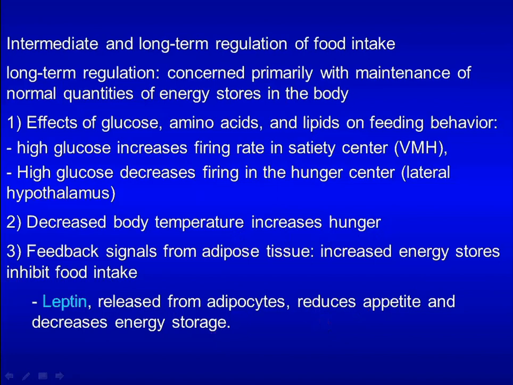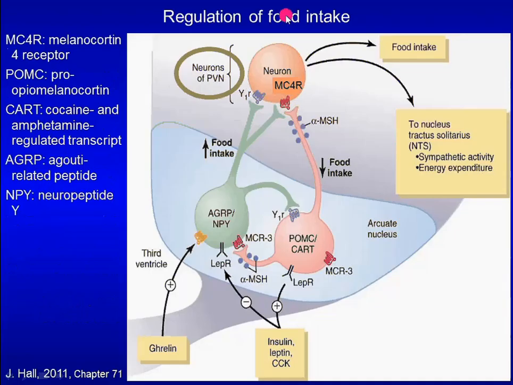Here we ask a question: how do signals from the gastrointestinal tract and adipocytes affect the two centers in the hypothalamus? This slide shows how signals from the GI tract and adipocytes regulate appetite through two centers in the hypothalamus. This is the hypothalamus. Here is the arcuate nucleus, and this is the periventricular nucleus. Here we have three neurons: 1, 2, 3.